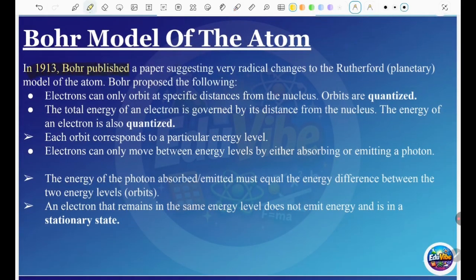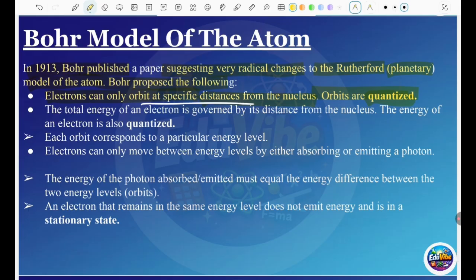In 1913, Bohr published a paper suggesting very radical changes to Rutherford's planetary model of the atom. These are some changes he made to the Rutherford model. Electrons can only orbit at a specific distance from the nucleus. Rutherford mentioned that electrons orbit the nucleus, but Bohr also states that they orbit at specific distances. So their orbits are quantized. The quantum model of the atom is another model we discuss in the next lesson.